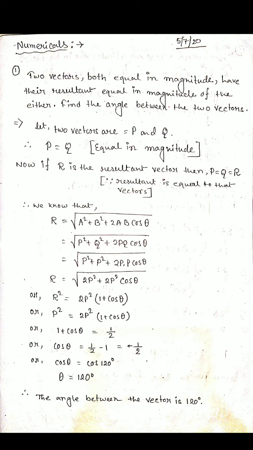After solving these steps and simplification, we get cos theta equals cos 120 degree, and theta equals 120 degree. So this theta is the angle between the two vectors P and Q. Like this we can easily find the angle between two vectors, but for this you have to remember that law. Clear?